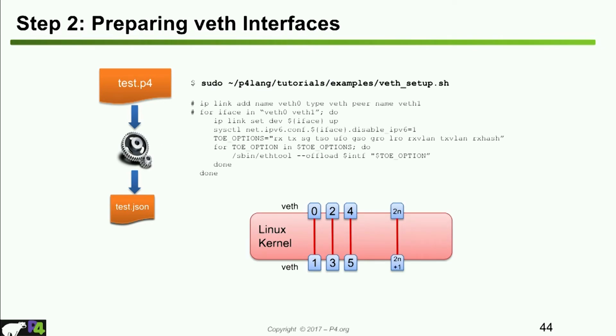The second step is to set up the virtual interfaces. We create pairs of virtual interfaces and connect them together. We also have to do some things to make sure that the Linux kernel doesn't do anything unexpected as we're testing. For example, we have to disable the TCP offload engine, and we have to disable IPv6.